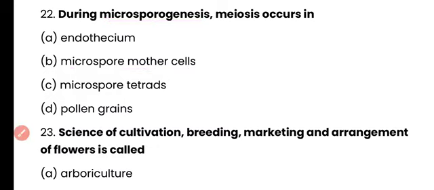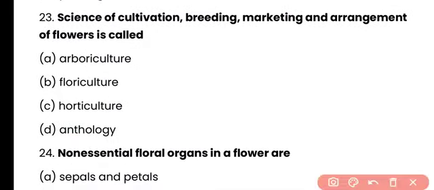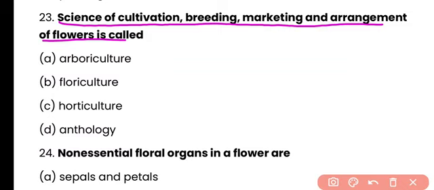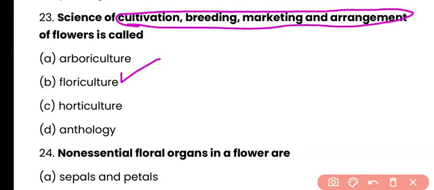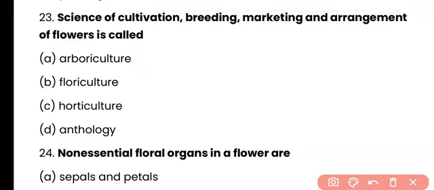microsporogenesis. Question number 23. The science of cultivation, breeding, marketing, and arrangement of flower is called arboriculture, floriculture, horticulture, anthology. The correct answer is option B. Floriculture is the science of cultivation, breeding, marketing, and arrangement of flowers.